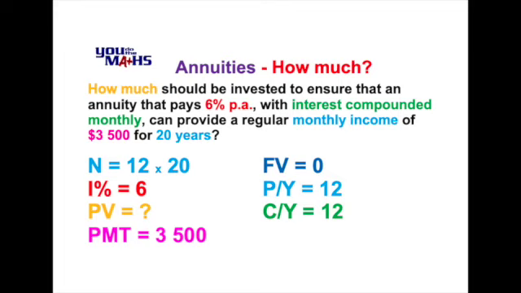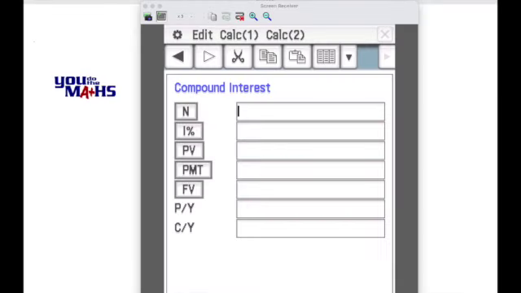Now to solve the problem, we'll enter those values into our calculator. We can express N as 12 multiplied by 20, but as soon as we do that, the calculator will enter 240 anyway. And then we have the interest rate. We'll leave the present value free. Payments are $3,500. Future value is 0. And then, of course, payments per year and compound interest calculations per year are both 12.